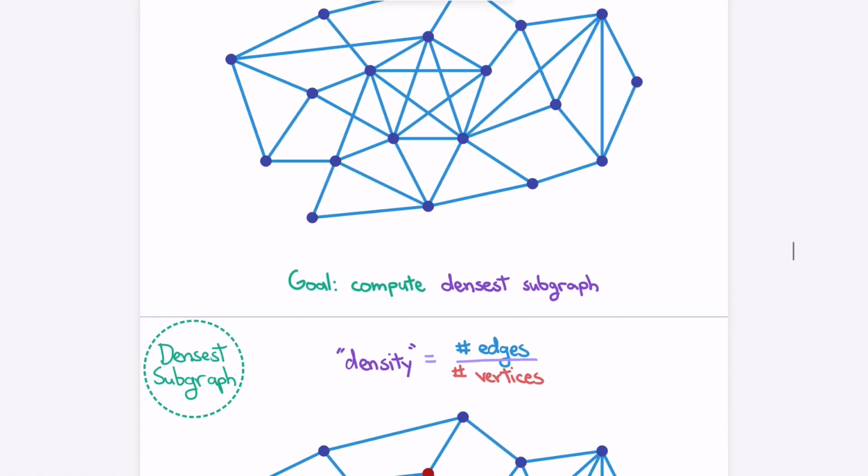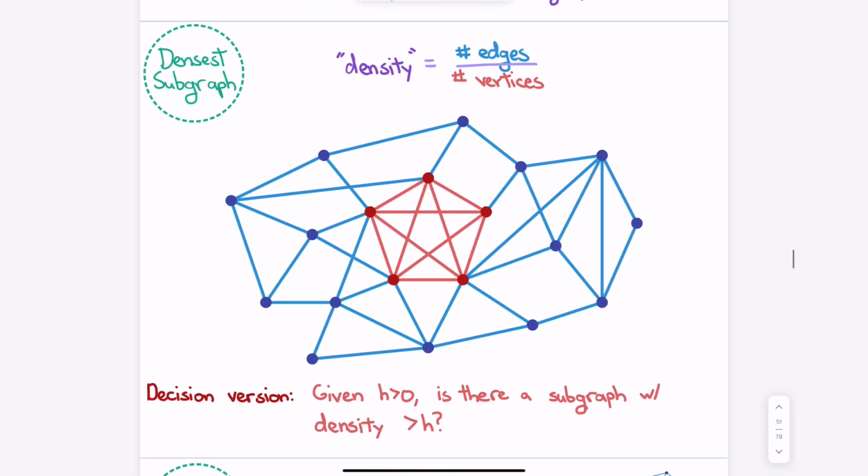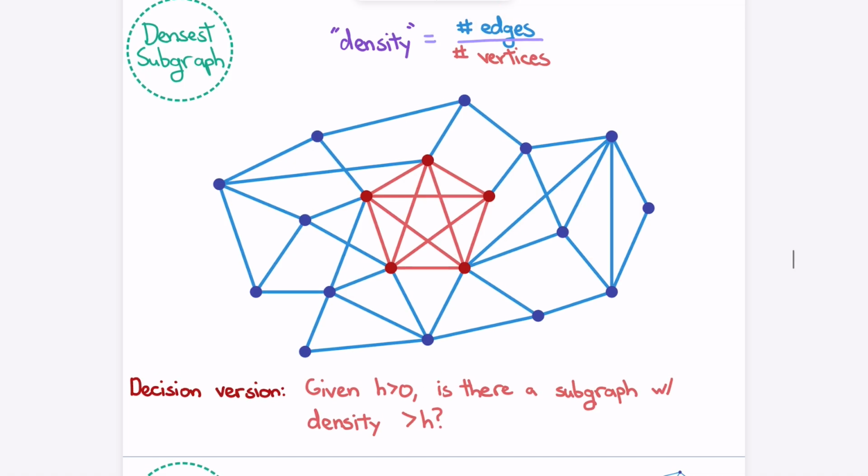What if you were looking at the decision version? So I give you a value h again. You want to know if there is a subgraph of density at least h. This one actually turns out to be dual to the edge orientation problem.